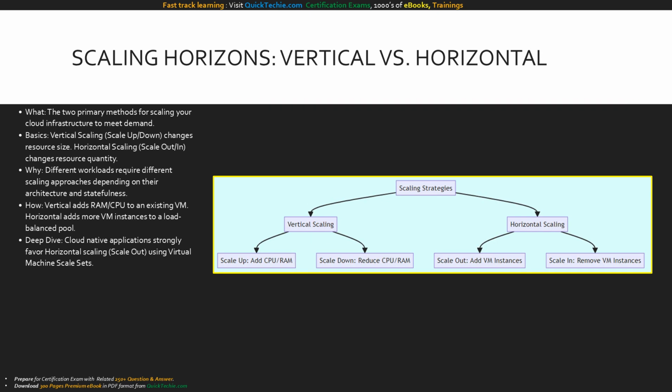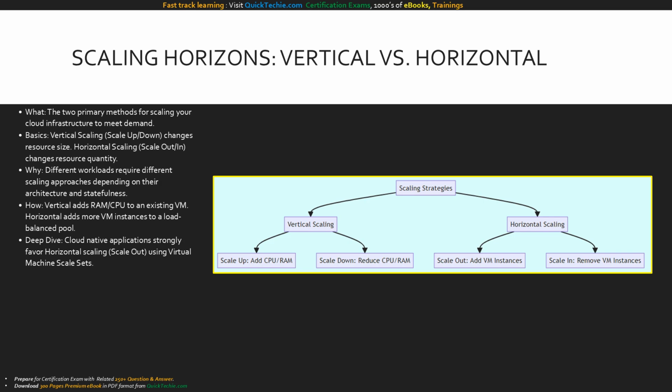When we talk about scaling in the cloud, it is critical to understand that there are 2 distinct directions you can go: vertical scaling and horizontal scaling. Let us define both. Vertical scaling, also known as scaling up or scaling down, focuses on changing the capabilities of an existing resource. If your virtual machine is struggling, you vertically scale it by adding more CPUs or more RAM to that specific machine. It is like upgrading the engine in your car to go faster.